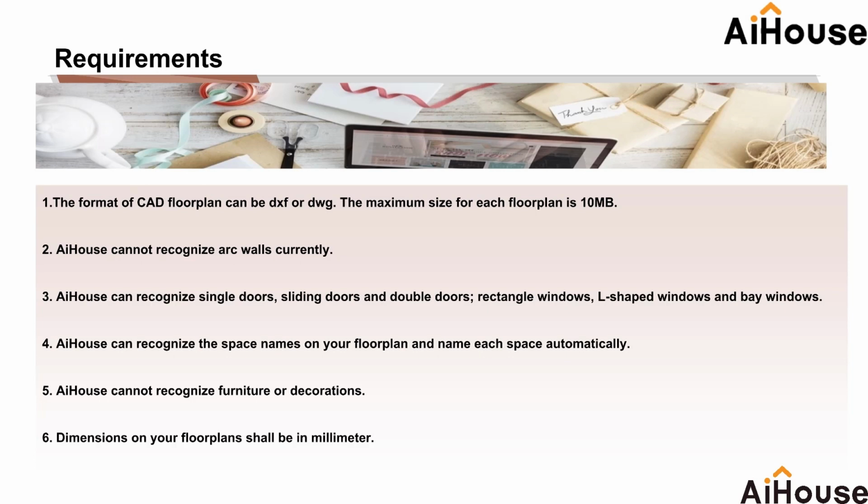Second, AiHouse cannot recognize arc walls currently. Third, AiHouse can recognize single doors, sliding doors, and double doors, rectangle windows, L-shaped windows, and bay windows. Fourth, AiHouse can recognize the space names on your floor plan and name each space automatically. Fifth, AiHouse cannot recognize furniture or decorations. Sixth, dimensions on your floor plans shall be in millimeter.